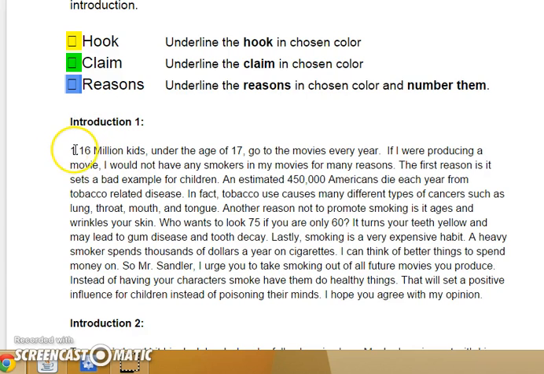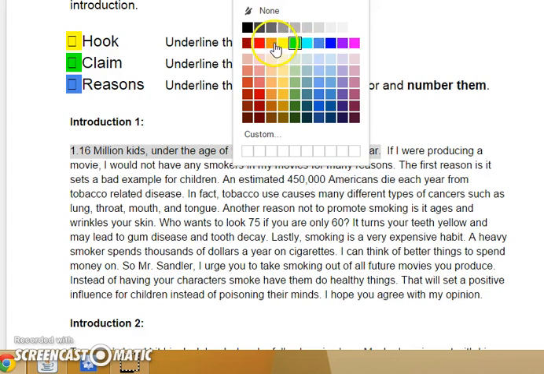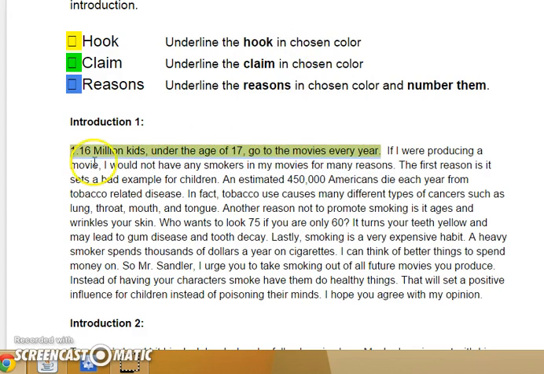But first, second, and third period, remember, we took our hook. The hook is what's going to catch the reader's attention. It can be a quote, a fact, a question, an analogy, an anecdote, any of those things we've talked about before. In this particular paragraph, we have 1.16 million kids under the age of 17 go to the movies every year. That is our hook. We're going to highlight or color that one, underline it with your color. So if you can go through and make sure you've got your hook as yellow.